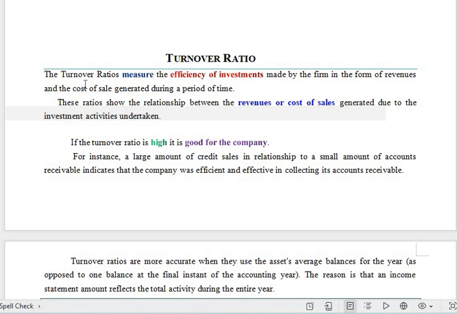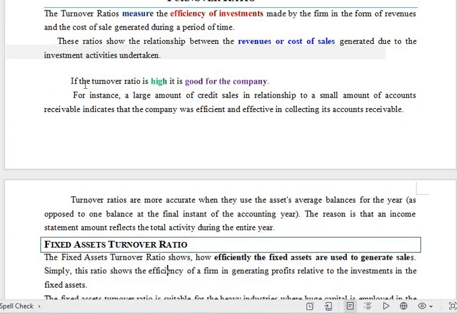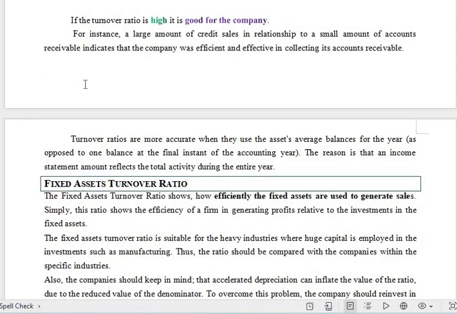Whenever the turnover ratio gives a high result, that particular business is in a good position. This ratio is most probably expressed in the form of a proportion, that is, in times. First we will see the fixed asset turnover ratio. As I already said, whenever you calculate a turnover ratio, one variable will be sales or related to sales, and the other variable will be the respective item for the ratio which we are going to calculate.